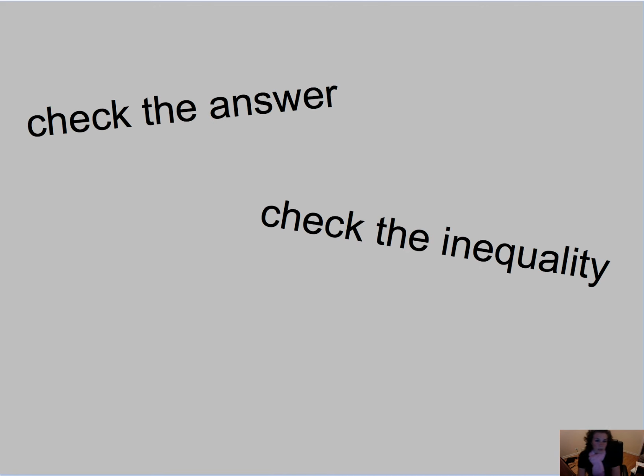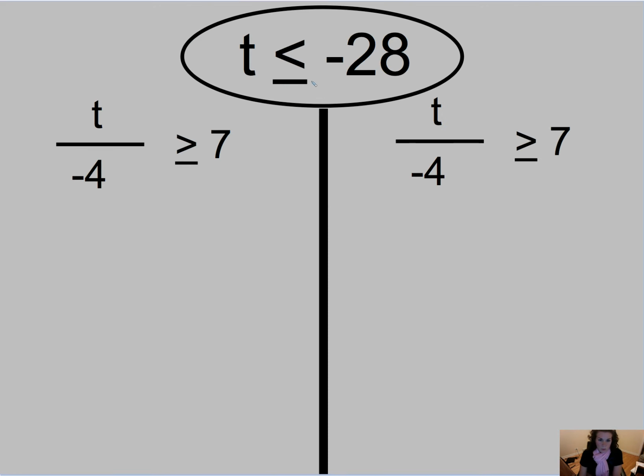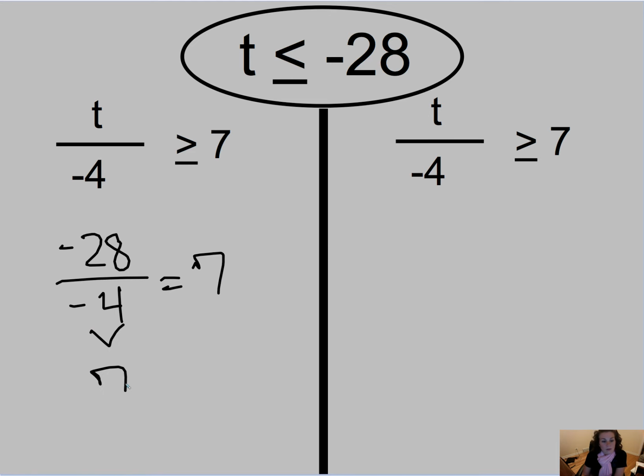As always, check the answer, check the inequality. So we said the answer was t is less than or equal to negative 28. First, let's just check if the negative 28 is correct and if that's equal to 7. So negative 28 divided by negative 4 is 7. Those are equal, so that's true. Now I want to pick a number less than negative 28. However, I will be plugging it into this sentence right here. So I want this number to be divisible by negative 4.